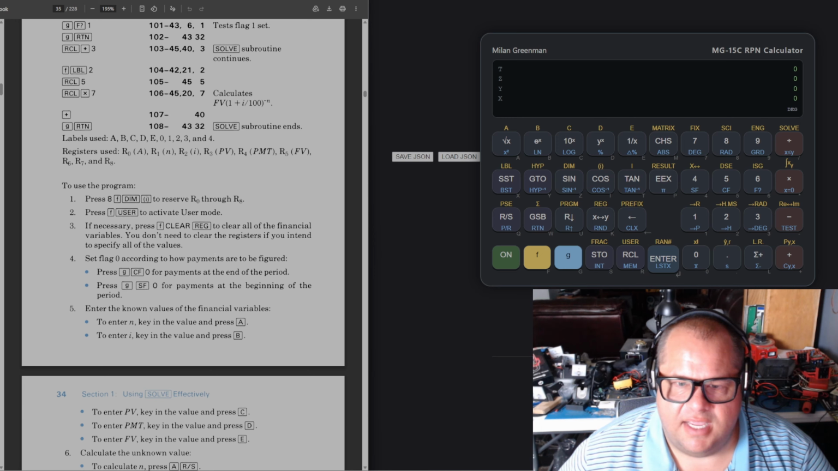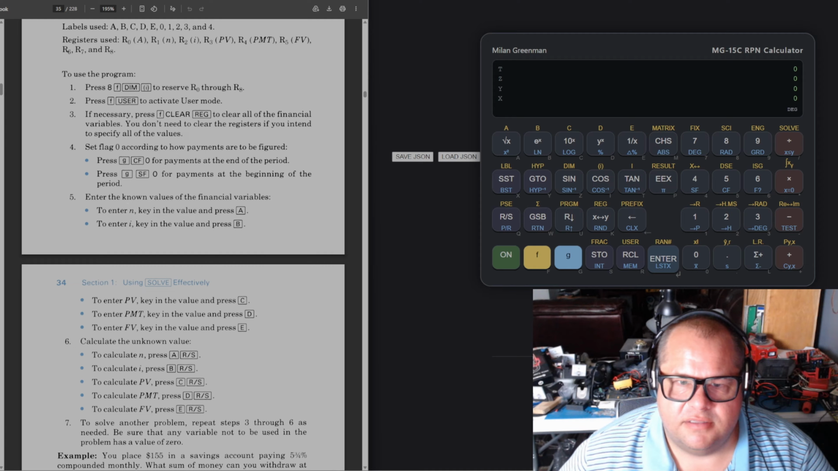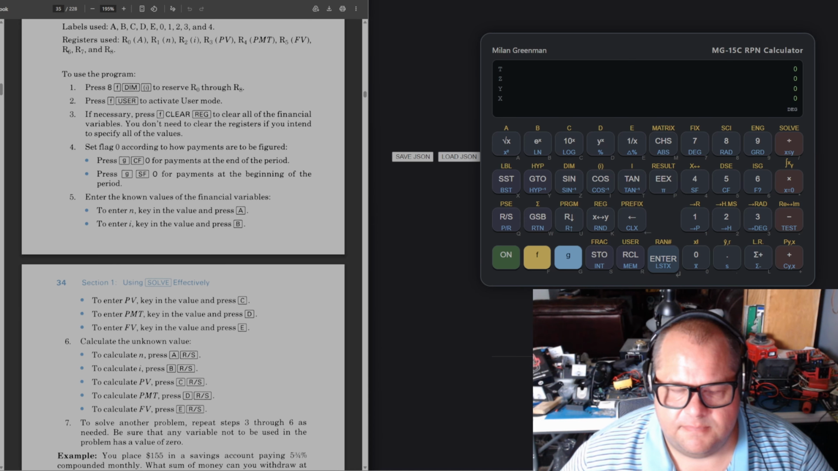Flag 0 is going to be cleared, actually, for the payment at the end of the period, as it would be for a mortgage. And then here are the steps to enter the values that we do know. So we know N, we know I. We're looking for the present value, which was essentially the initial value in this case. We'll enter the payment, and then we're going to have 0 for the future value, because the loan will be paid off after the 30 years.